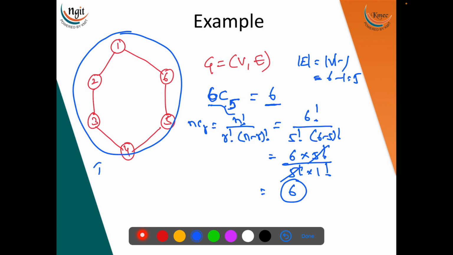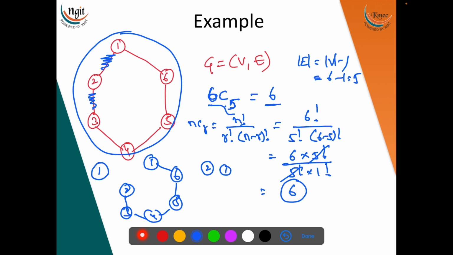So the one spanning tree is what? I can take out this edge. That means I have 1, 2, 3, 4, 5, 6 and this. This is one spanning tree. And I can also have the other spanning tree by taking out this edge. Then I'll be having a spanning tree, correct? 3 to 4, 4 to 5, 5 to 6. This is also one spanning tree.